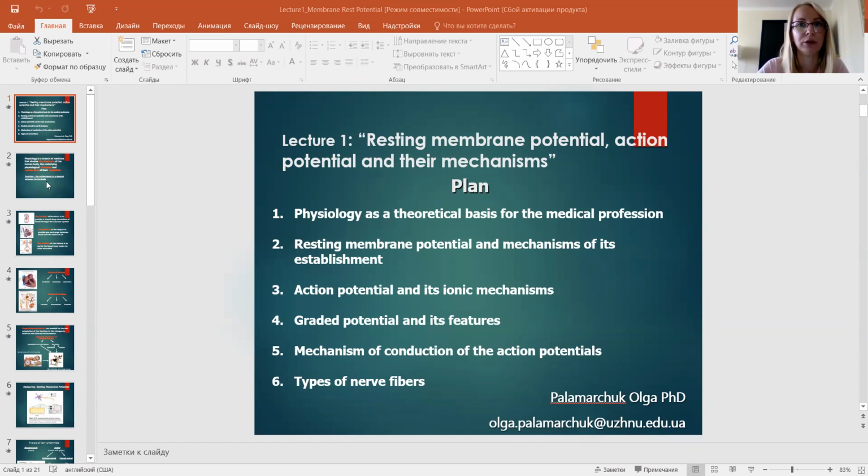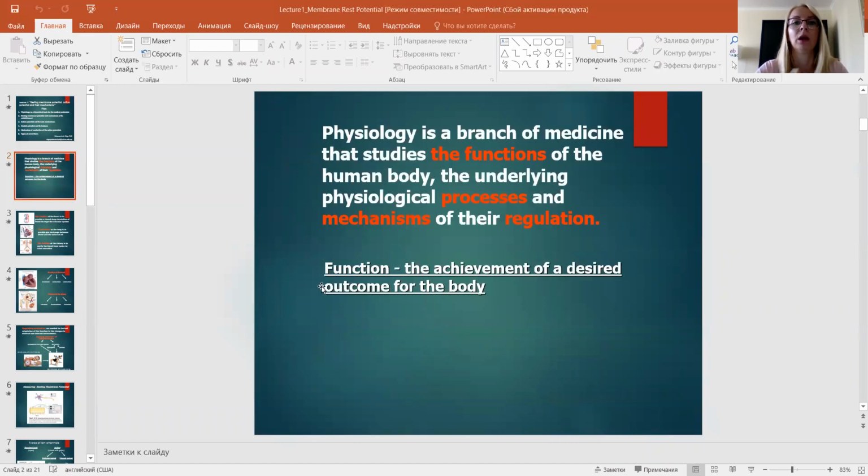So let's start with the first subtopic. And first of all, I would like to explain to you what physiology is and what questions this subject answers. So physiology is a branch of medicine that studies the function of the human body, the underlying physiological processes, and mechanisms of their regulation.